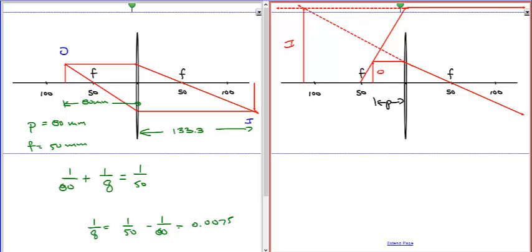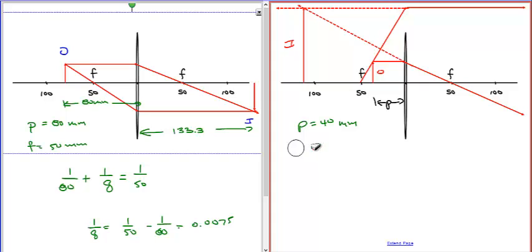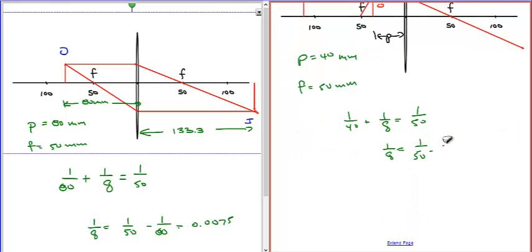Now the last case, the object distance, let's say, is 40 millimeters, and the focal distance is 50. So if you plug that in, you'll get 1 over 40 plus 1 over Q is 1 over 50. So 1 over Q is equal to 1/50th minus 1/40th, which is going to give you a negative number. So 1/50th minus 1/40th is negative 0.005. And if you raise this to the -1 power, you'll get negative 200.